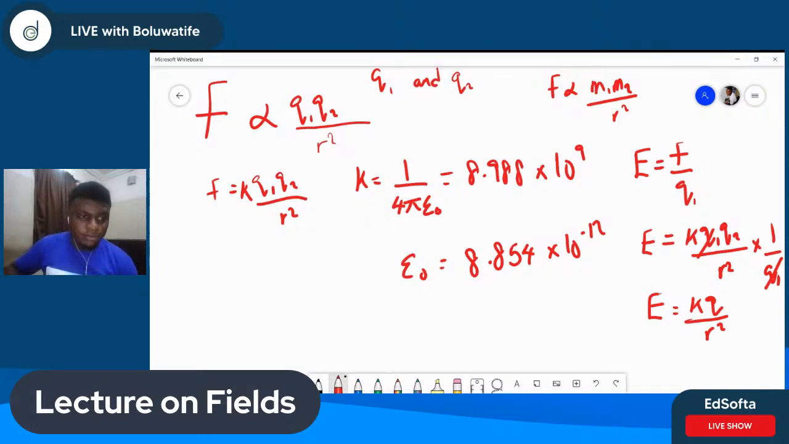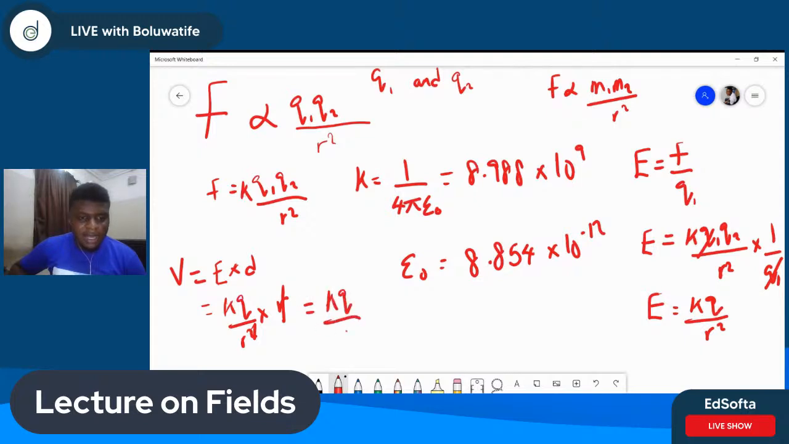Electric potential is going to be V, and this is work done per charge, which is electric field intensity times distance. We know that electric field intensity is KQ over R squared, and distance can also be measured as R. So R will cancel one of the squares, and you now have KQ over R. That's the electric potential.